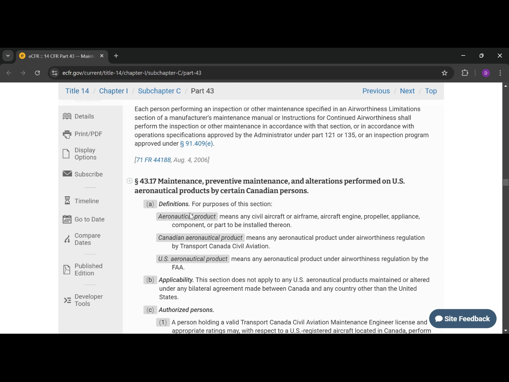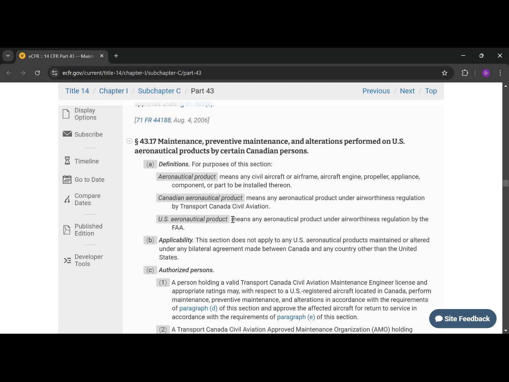All right, definitions. For purposes of this section, now they're going to give us some definitions. Aeronautical product means any civil aircraft or airframe, aircraft engine, propeller, appliance, component, or part to be installed thereon. Canadian aeronautical product means any aeronautical product under airworthiness regulation by Transport Canada Civil Aviation. U.S. aeronautical product means any aeronautical product under the airworthiness regulation by the FAA.